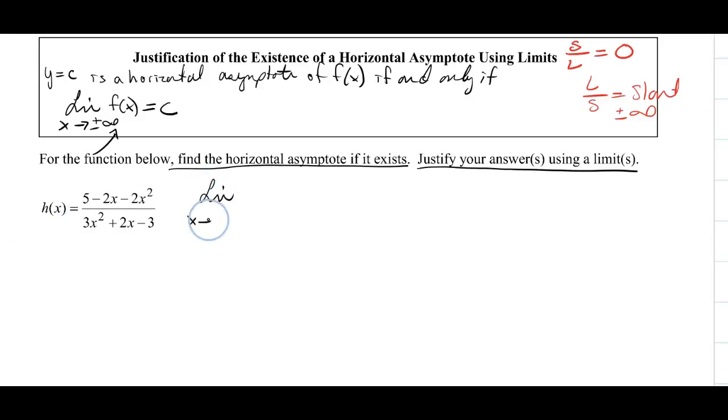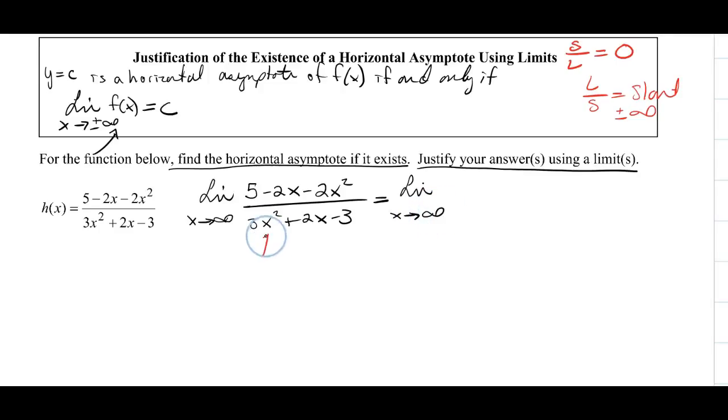The limit as x approaches positive infinity of 5 minus 2x minus 2x squared over 3x squared plus 2x minus 3. And now I can start my steps. I would divide by the highest power of the denominator, which is x squared. And I can go ahead and reduce as I go.